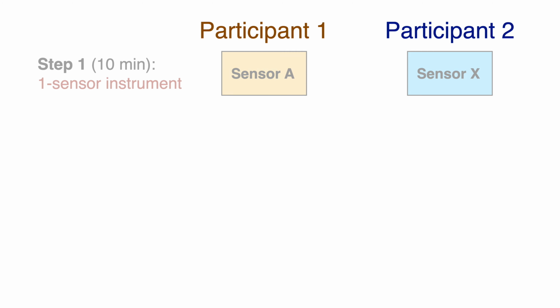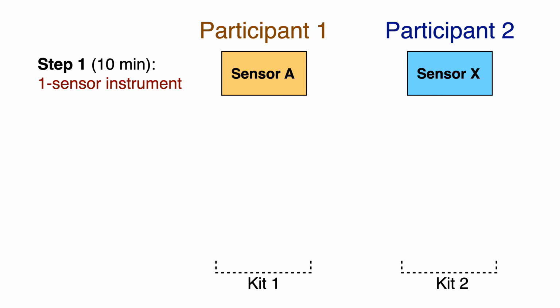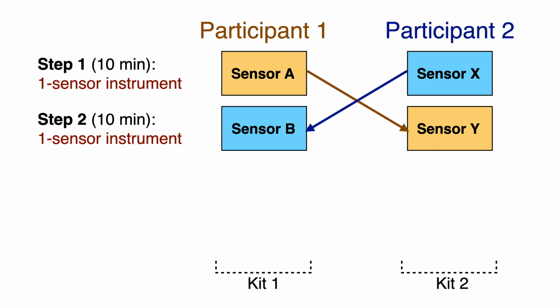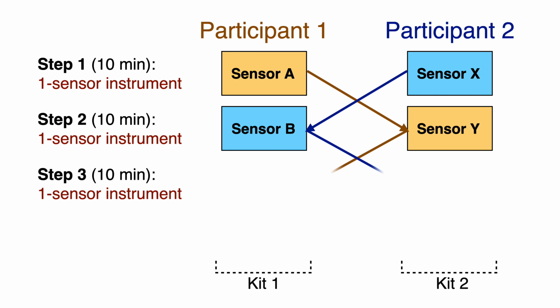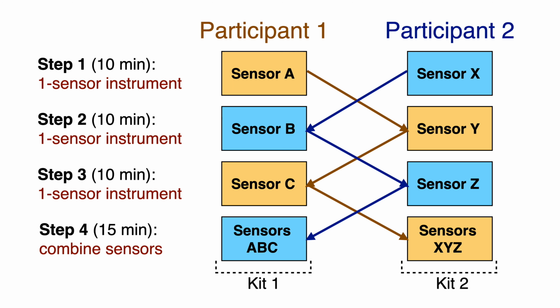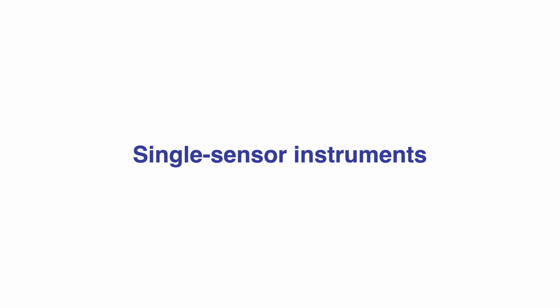Each participant starts by creating a PD patch using only one sensor. Then, the participants swap places and make another patch using a different sensor, repeating that one further time. At the end of the session, the 3 individual patches are merged together into one final instrument. We ran this game with 7 pairs of participants, and the results were pretty interesting. We'll focus on the single sensor instruments in this paper. Let's hear some examples now.